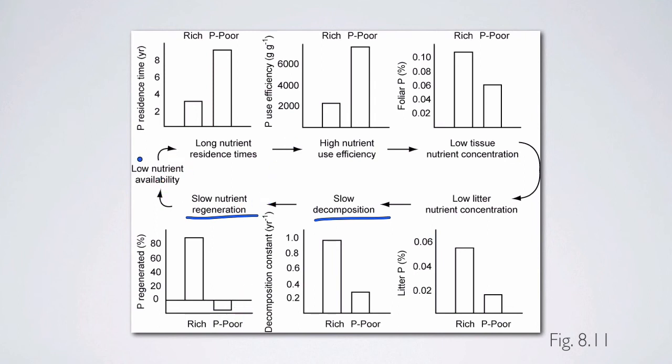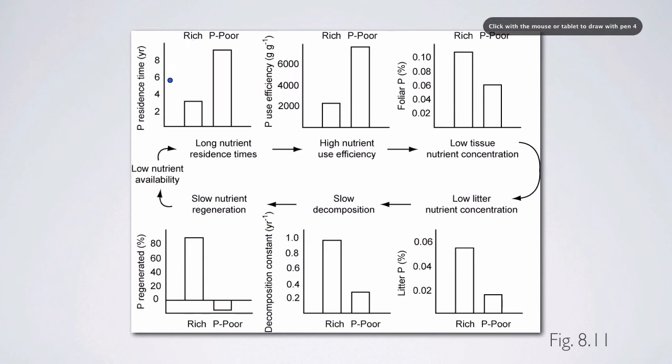That reinforces low nutrient availability, which makes nutrient residence times go up even higher, nutrient use efficiency go higher, and tissue nutrient concentrations go down, as well as litter. So there's a positive feedback that once nutrient availability starts to decline, there's a set of feedbacks that occur that reinforces low nutrient availability.